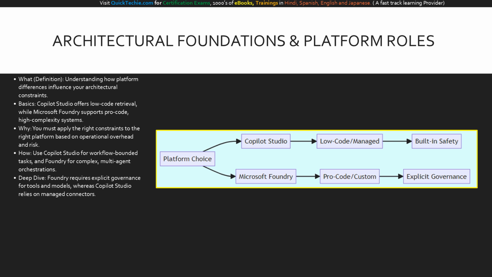This maps directly to a pro-code/custom architecture. Because of the vast flexibility and power of this environment, it requires explicit governance. This visual perfectly encapsulates why your solution rules must adapt based on the platform. One relies on structural guardrails, while the other demands custom, architect-led governance to ensure safety and compliance.